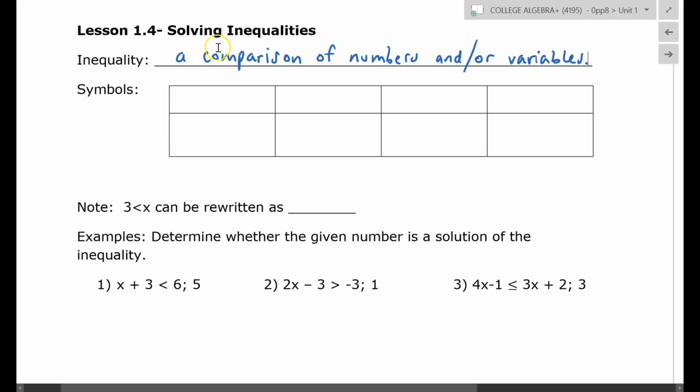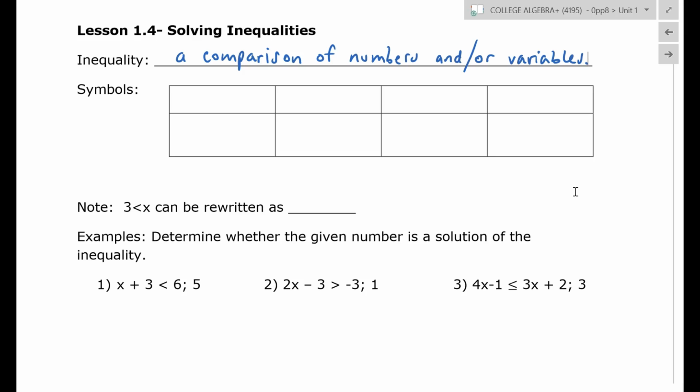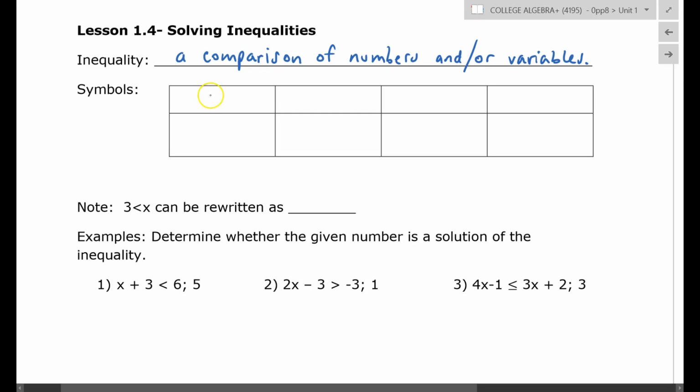All right, here we go. Inequality is a comparison of numbers and or variables. A comparison of numbers and or variables. There are 4 symbols that we're going to use. You guys know these symbols. It's this, it's this, that or that.